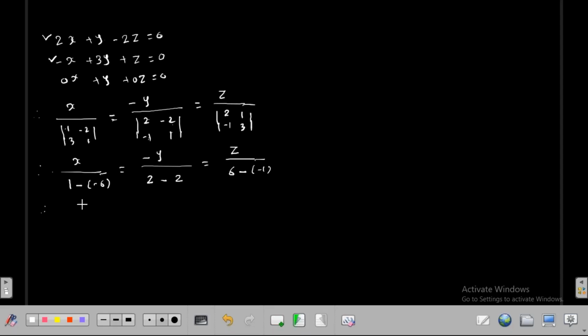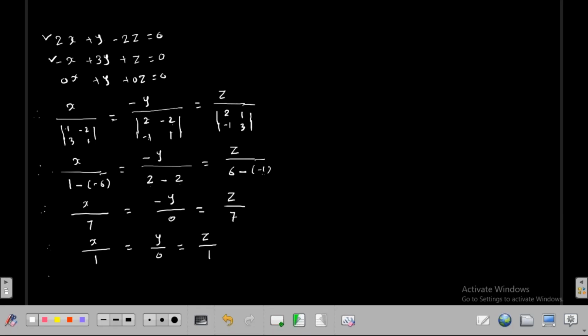Now simplify this. Therefore x by minus minus plus 6 plus 1 is 7, equal to minus y divided by 2 minus 2 is 0, equal to z divided by minus minus plus 1 plus 6 is 7. Now divide by 7 throughout the equation, so we get x by 1, then y divided by 0, then equal to z divided by 1.